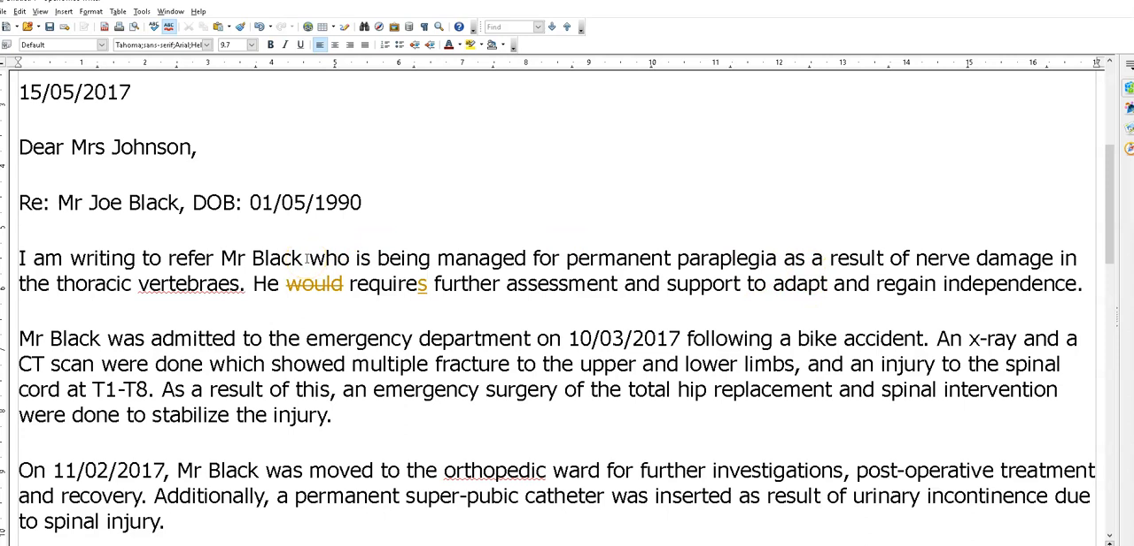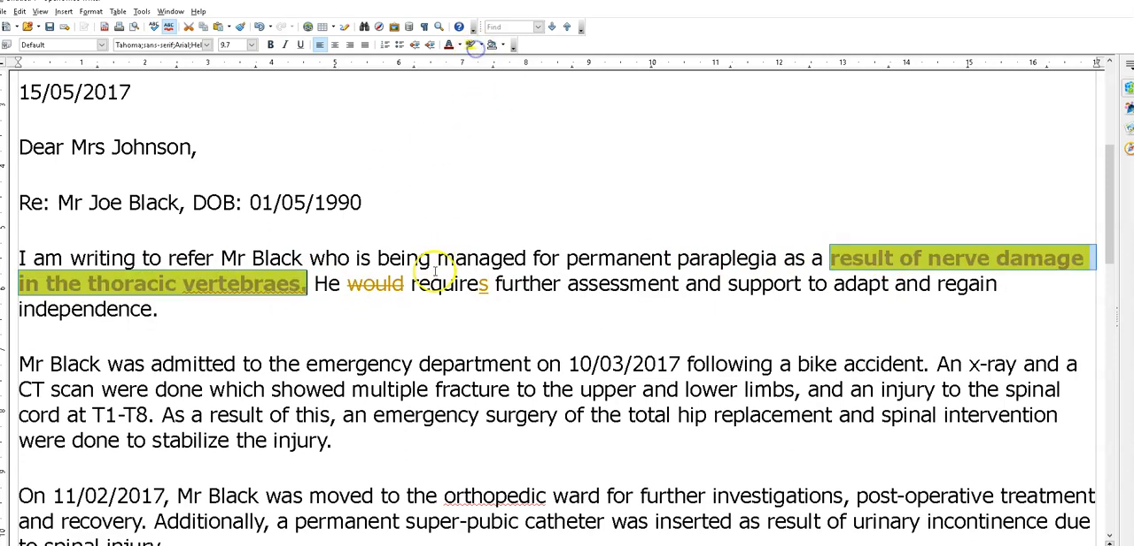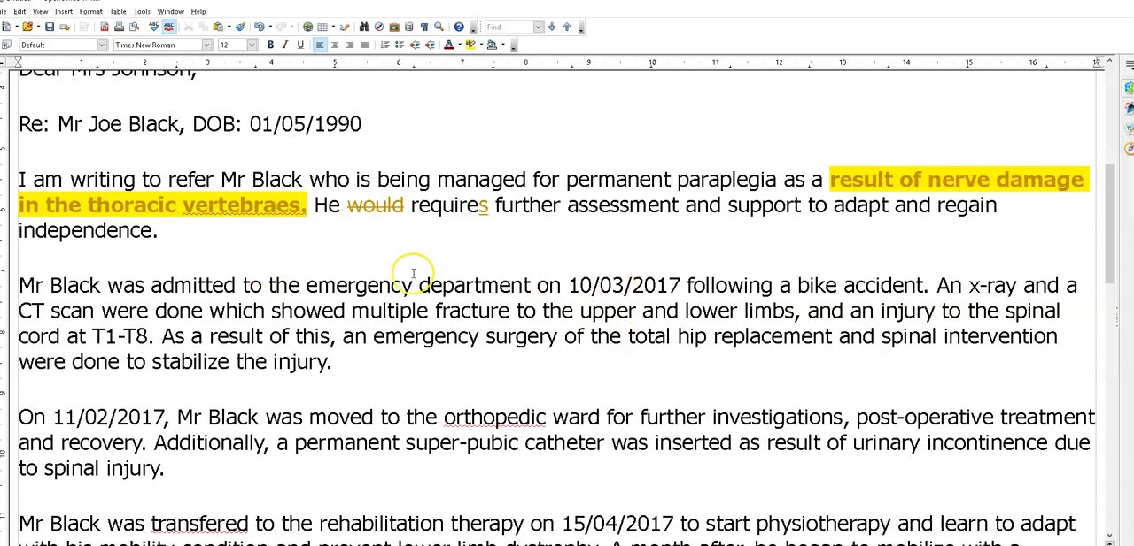Refer Mr. Black, permanent paraplegic. We don't really need that, nerve damage in thoracic vertebrae. It doesn't matter to me what caused it. You want me to go sort his house out, so I don't need that. So that could be shorter.